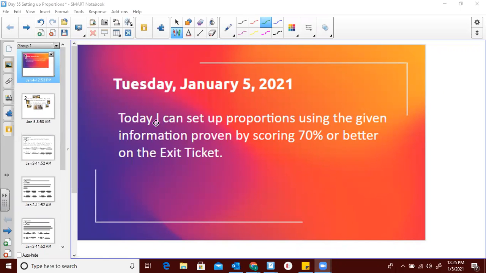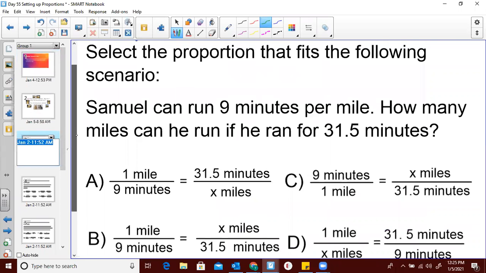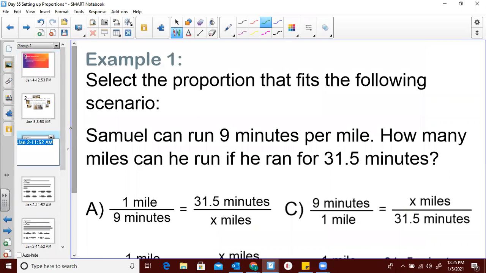Today we're going to be able to set up proportions using given information. So what you guys will get is a word problem. What you'll actually be doing later on is solving these, but for now we're just going to set them up.